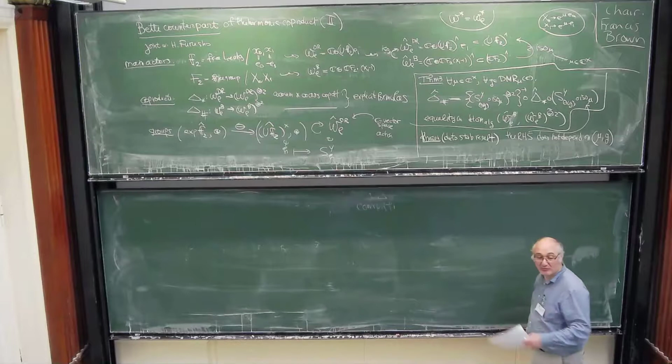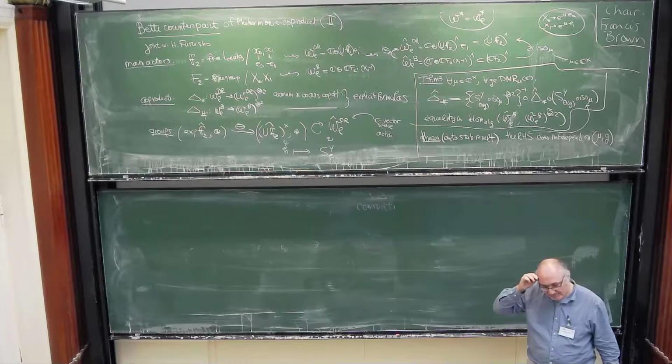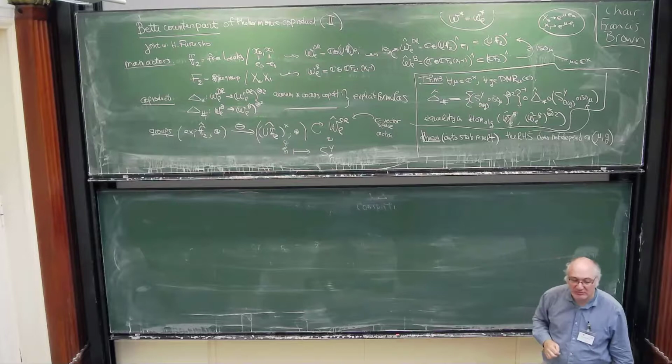This is related to the result by Michael Hoffman that the shuffle and stuffle coproducts are related by an exponential. The two Hopf algebras, if you restrict, become isomorphic. So I'm not sure because it's really a story of going from Betti to Doran, and this result, I don't know. Maybe I should study it. So I cannot really say because I should study this result.